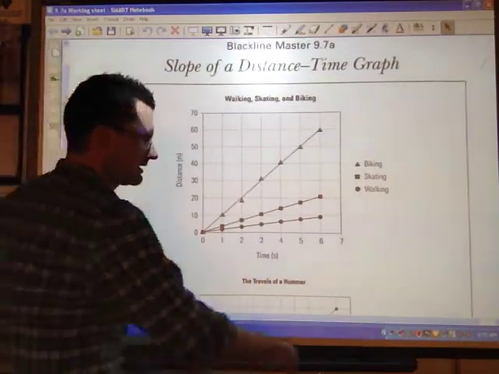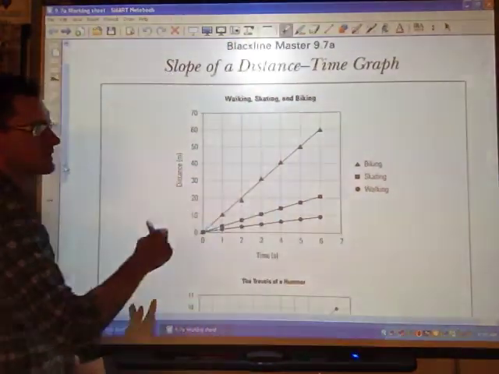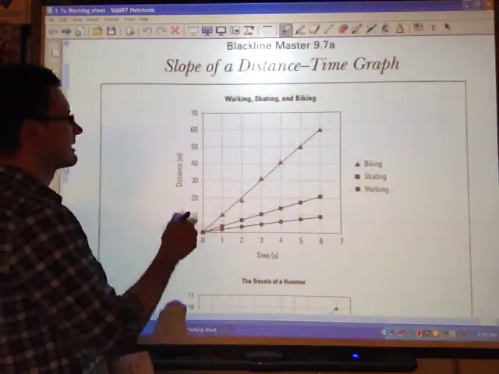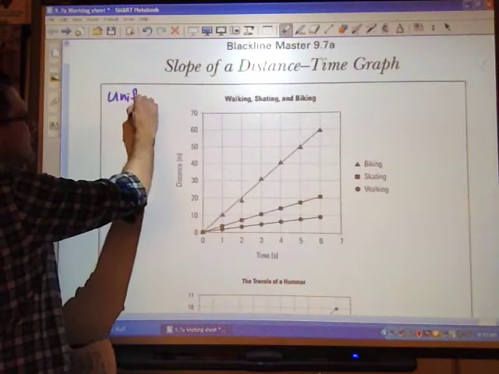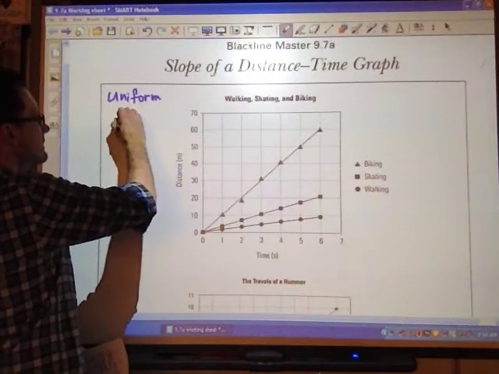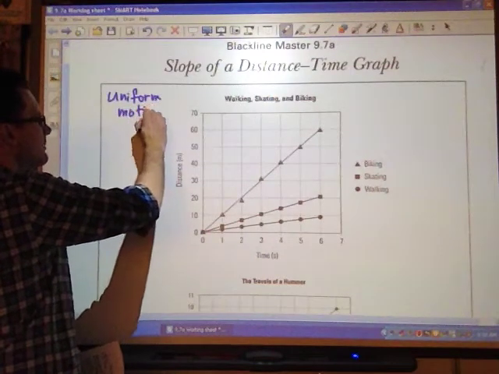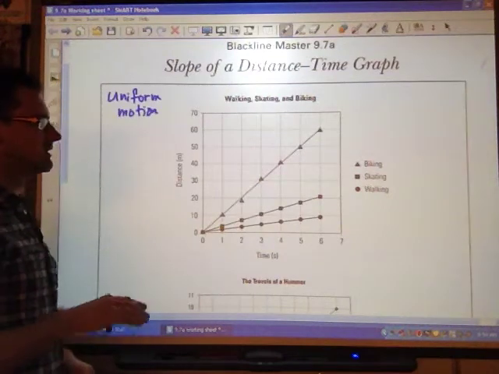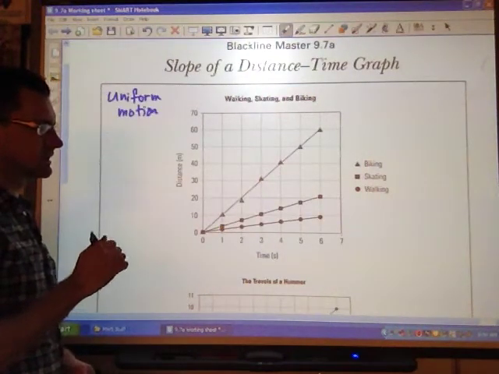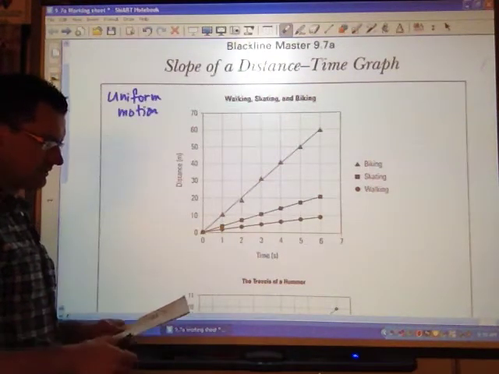Now this graph here has three different types of vehicles: biking, skating, and walking. And since they're all increasing straight lines, they are all examples of uniform motion, as you've seen earlier. Increasing straight lines or decreasing straight lines imply uniform motion.